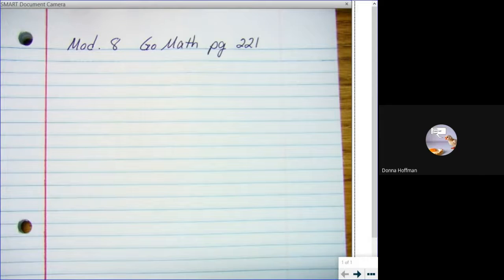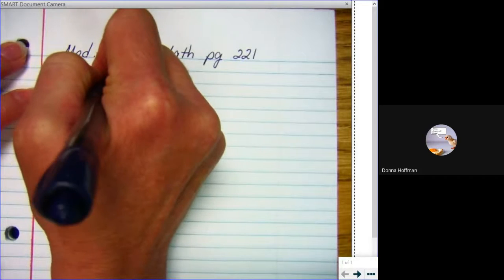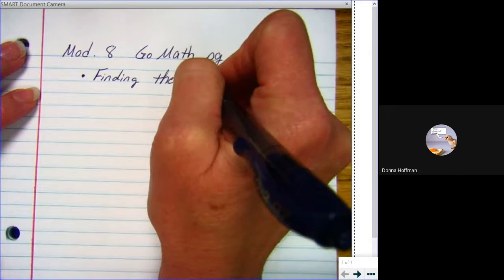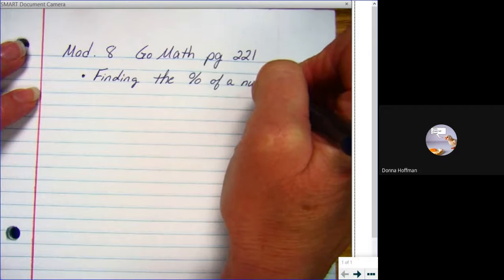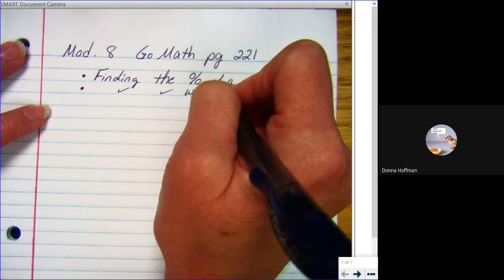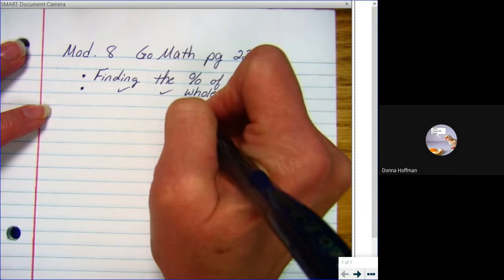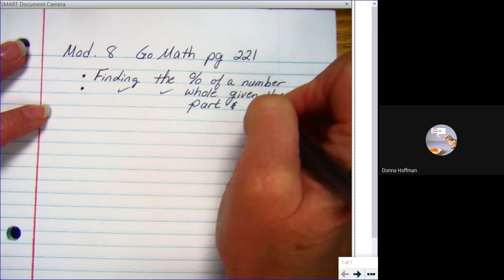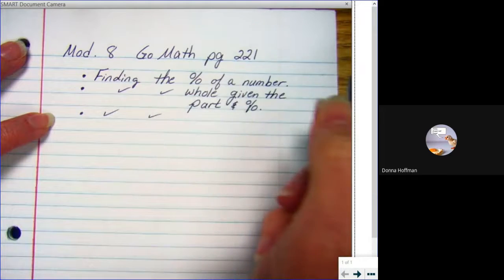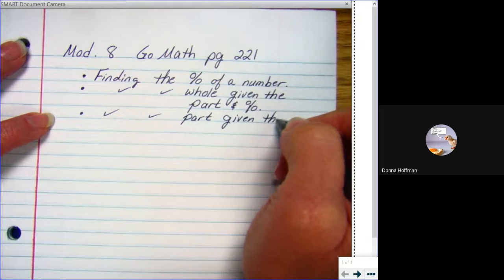Okay, so we're going to be working on Module 8, Go Math, page 221. This is still finding the percent of a number, finding the whole given the part in percent, and then finding the part given the whole in percent.